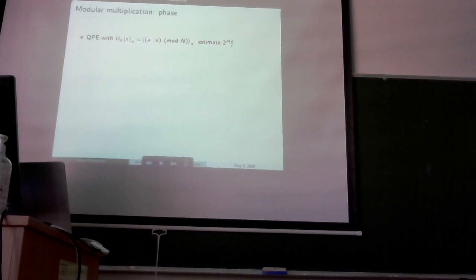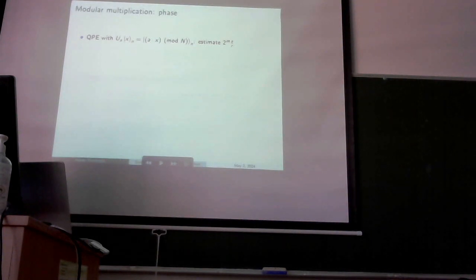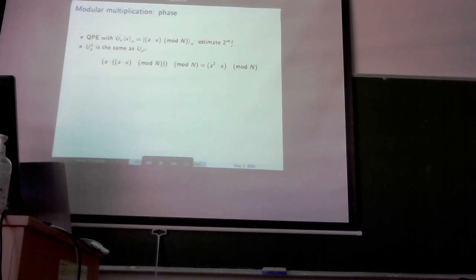Okay, so again, by applying quantum phase estimation, we're going to estimate a value which is going to be 2 to the m times the phase. In particular, we can make use of two interesting properties of modular arithmetic that simplify constructing the phase estimation. Because it can be shown that applying the unitary with respect to a k times is the same as applying the unitary with a raised to the power of k by modular multiplication properties.